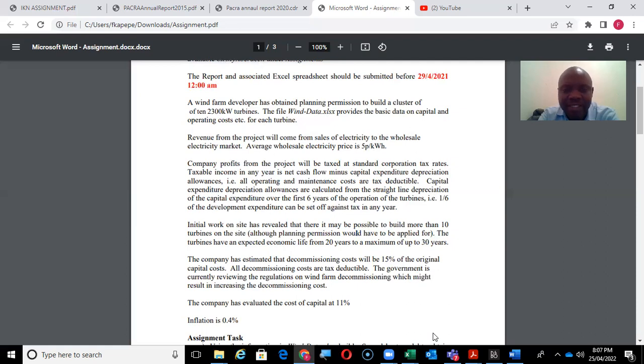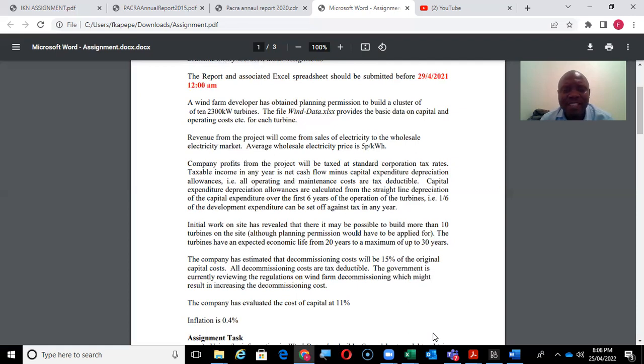Capital expenditure depreciation allowances are calculated from the straight line depreciation of the capital expenditure over the first 6 years of the operation of the turbines, which is 1/6 of the development expenditure that can be set off against tax in any year. Initial work on site has revealed that it may be possible to build more than 10 turbines on the site, which would be about 23 megawatts, although planning permission would have to be applied for.